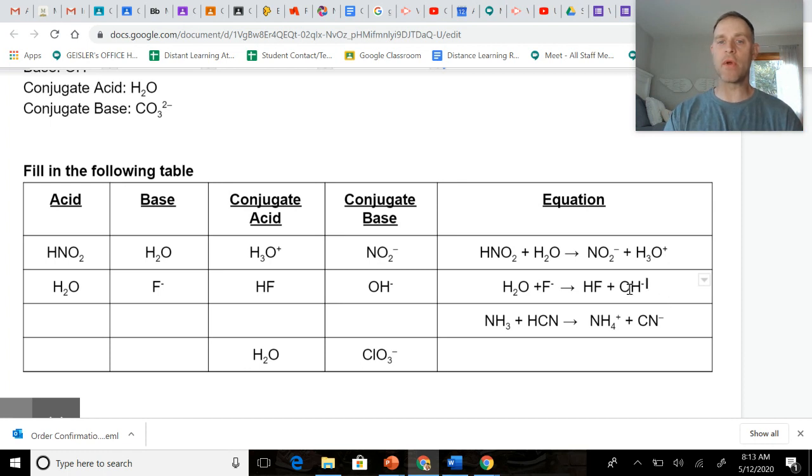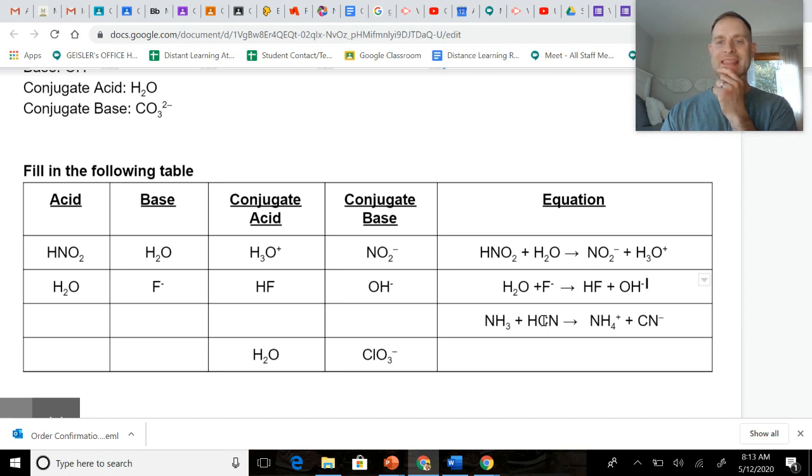So I'm just making the equation out of what I have. All right, now the third one is just like what we did up above. Here's the equation. What's my donor? What's my borrower? Let's start with borrower. B, borrower, B, base, right? So I look here, NH3 plus HCN. Now I come over here, NH4 plus, CN minus.